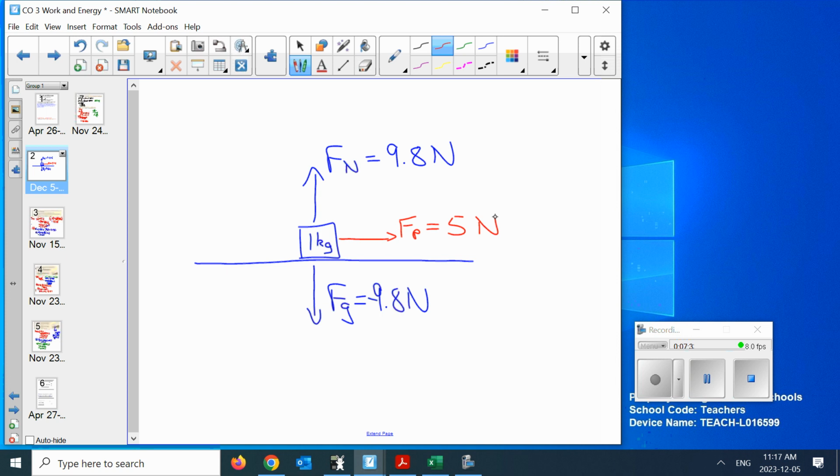But the blue has nothing, you would not use the 9.8 newtons as part of that. That's not in the same direction. If I'm lifting that box, I actually have a 1 kilogram mass right there. If I lift 1 kilogram against gravity for 1 meter, how much work did I just do?